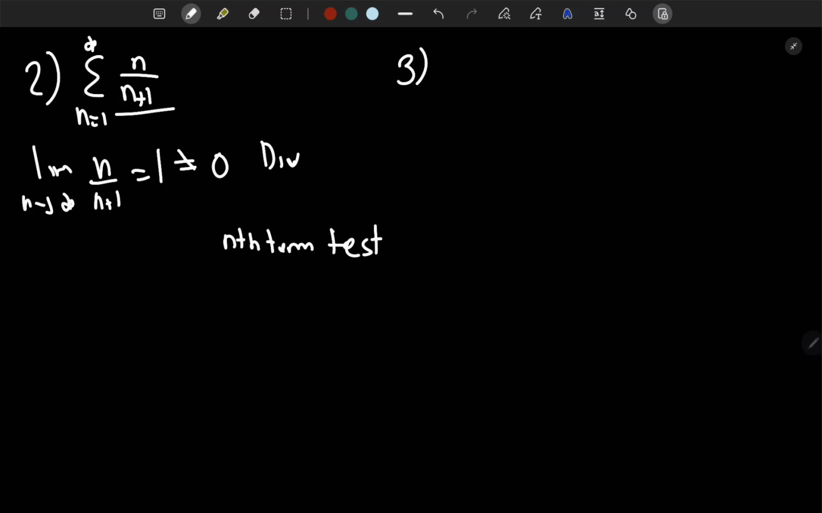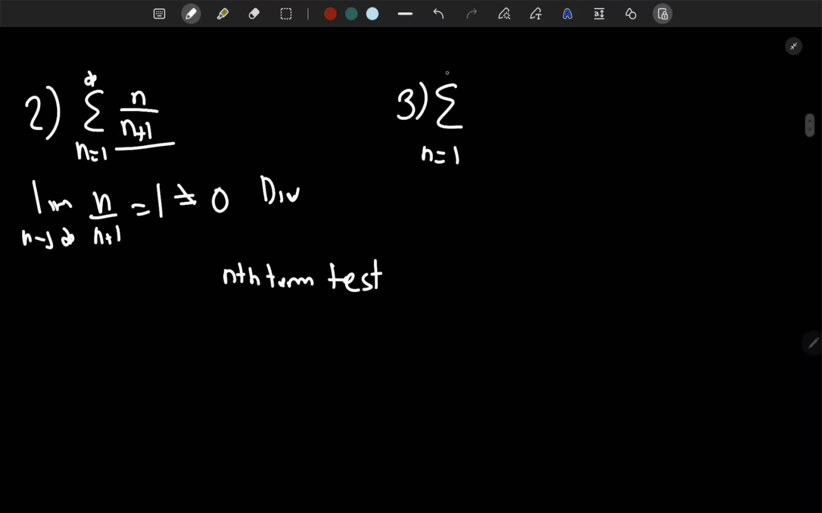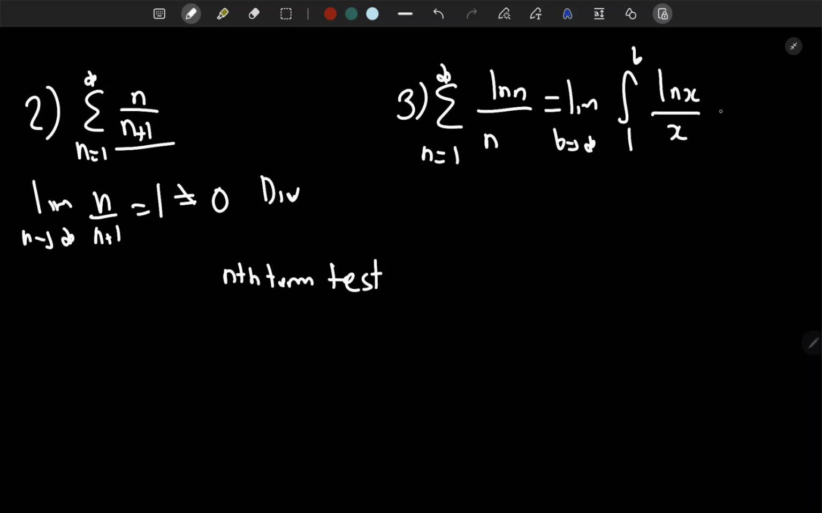Now our next question is going to be the sum from n equals 1 to infinity of ln n over n. So here we need to use the integral test. So let's replace that. Limit as b approaches infinity, integral from 1 to b, and here let's take ln x over x dx. So now you just integrate this normally. I'm going to use u substitution over here.